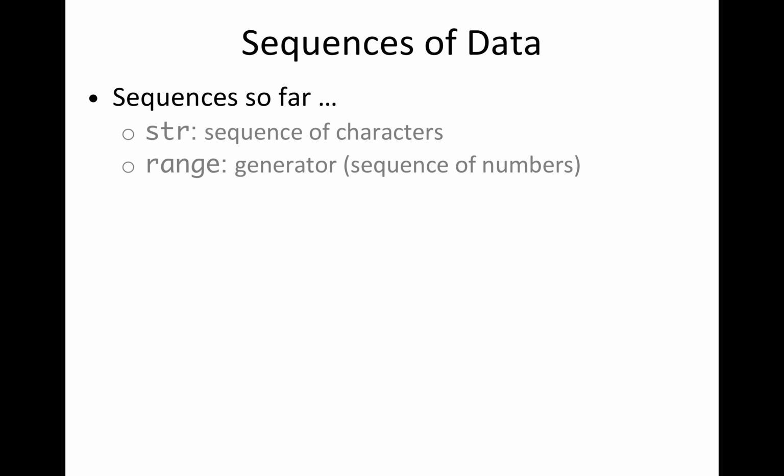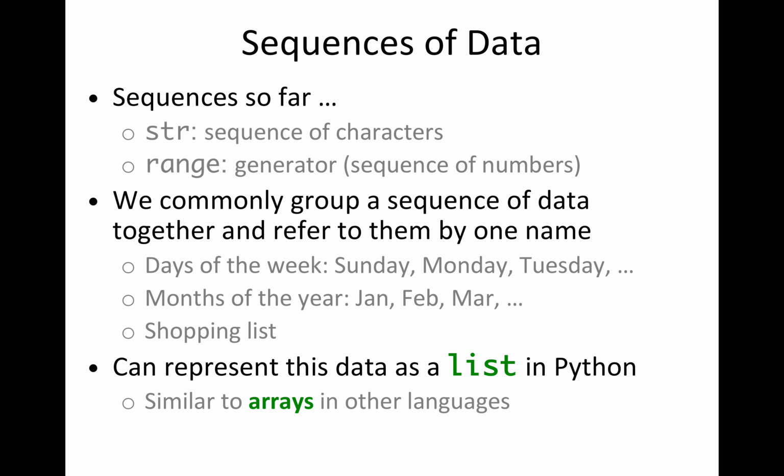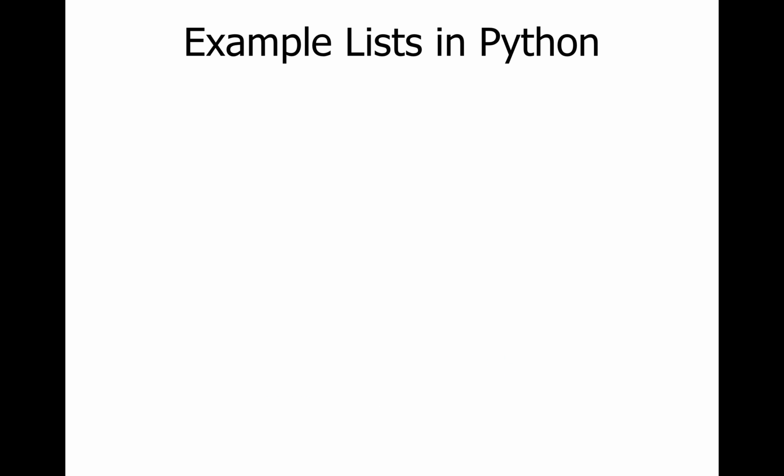We've worked with strings, which are sequences of characters. We've worked with range, which is a generator function that generates a sequence of numbers. And in general, we commonly group a sequence of data together and then refer to them by one name, like days of the week, months of the year, or a shopping list. And that's where lists come in handy in Python. And we can represent this data using something called a list in Python. And it's very similar to arrays, if you've heard of that word before, in other programming languages.